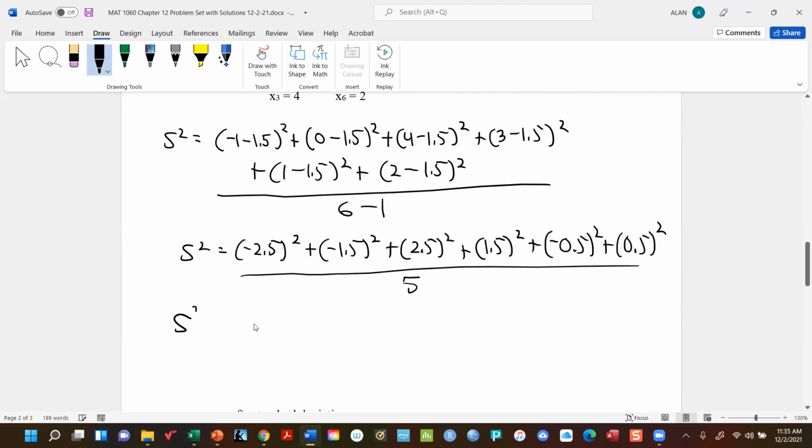Now we have to actually solve for these. Negative 2.5 squared, for example, is 6.25. Then we have 2.25, 6.25 again, another 2.25. Now, negative 0.5 squared is 0.25, as is positive 0.5.